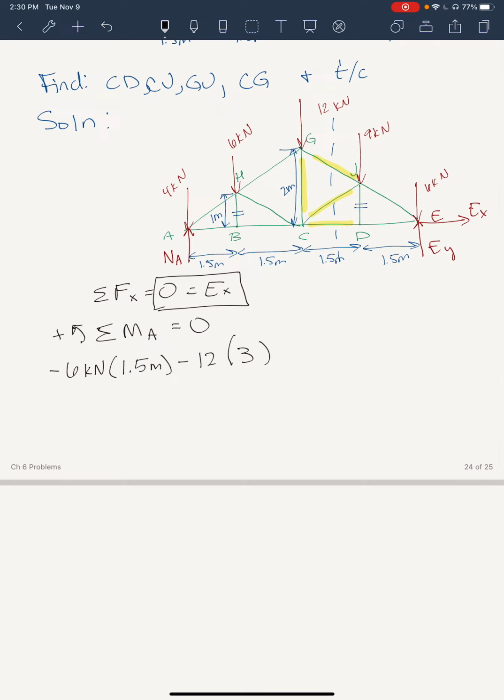I'm just going to write without the kilonewtons and meters. The 9 kilonewton force is also negative, so 9 times 4.5 meters. Is that the perpendicular distance? And then minus that 6 times 6 meters. And then plus EY times that 6 meters. And then EX was just 0, and there's no moment arm, so it wouldn't matter anyway. Equals 0. And so now we can solve for EY.